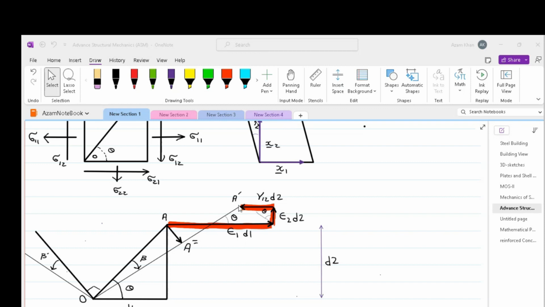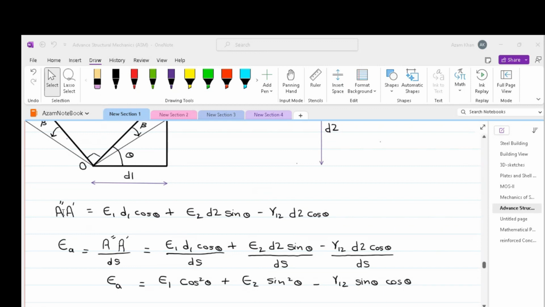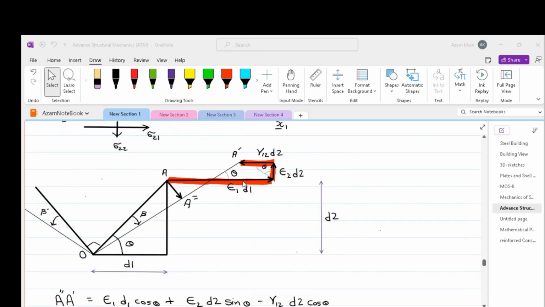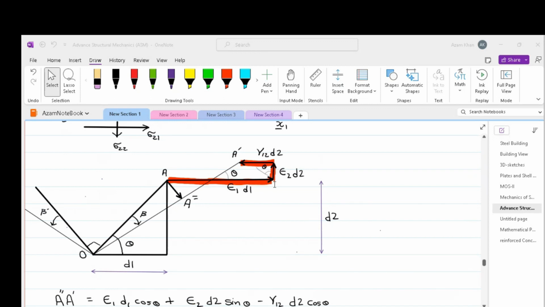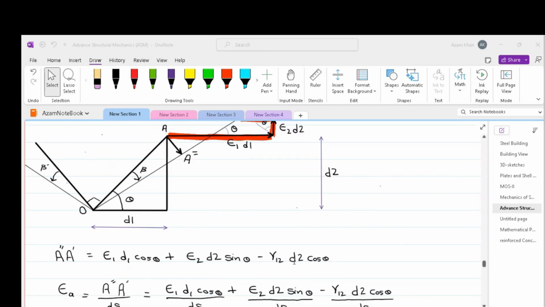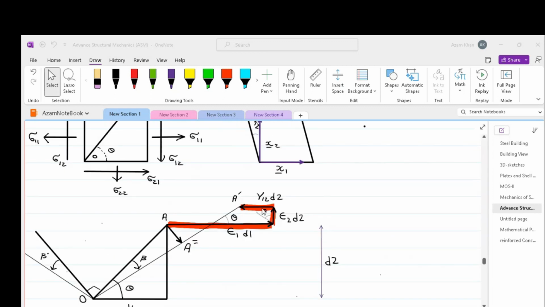The magnitude of A double dash A dash is found by projecting strain 1 D1, strain 2 D2 and gamma 12 D2 upon the direction OA. Thus, we get A double dash A dash is equal to strain 1 D1 cos theta, so strain 1 D1 component along OA, plus strain 2 D2 sine theta, which is this one, strain 2 D2 and its component along OA, minus gamma 12 D2 cos theta. So gamma 12 D2 and its component along OA.